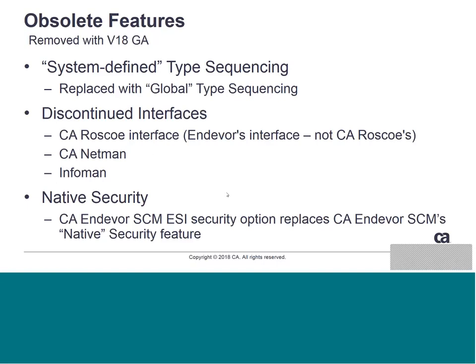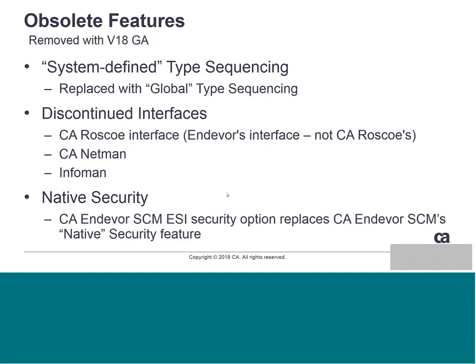We've disabled some interfaces due to the nature. Usually NetMan and InfoMan products are no longer supported. The Roscoe interface, there is still a Roscoe and it's still actively supported, but long ago, before Endevor became part of the CA family, we had developed a Roscoe interface for Endevor, and it had really been languishing and not used. Instead, people use what's available and provided with Roscoe, an ISPF interface, so that you could go directly to Roscoe and invoke Endevor from there. So the Endevor supplied Roscoe interface has just been dropped.